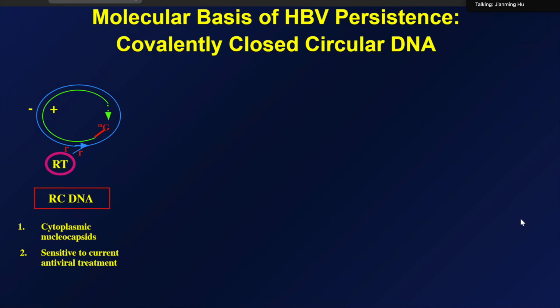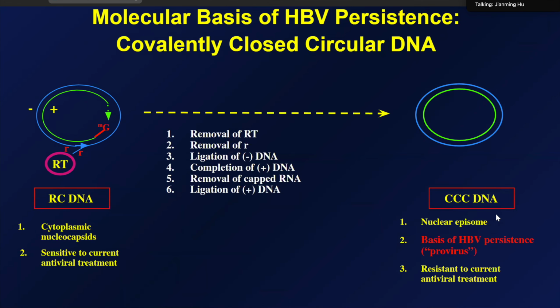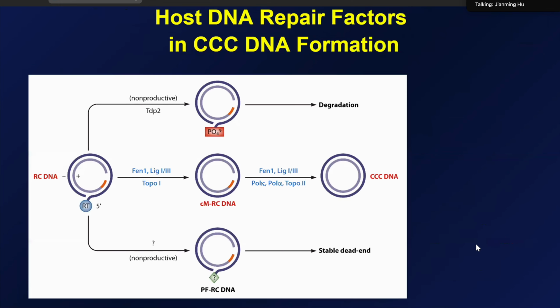In terms of cccDNA, I'm sure you'll hear more about this. I just want to go over it quickly. The relaxed circular DNA is a broken DNA, so it has to be repaired to form cccDNA. Because of time, I'm not going to talk too much because you'll hear more later. Next, please. So this again, I think Dr. Guo is going to talk about more. I'm going to skip. Next, please.